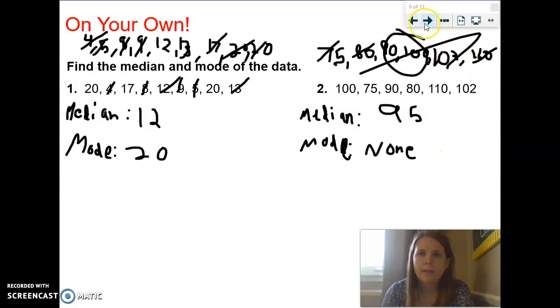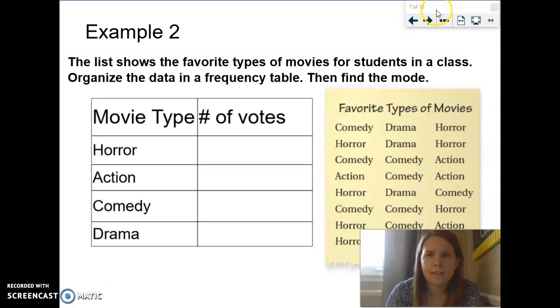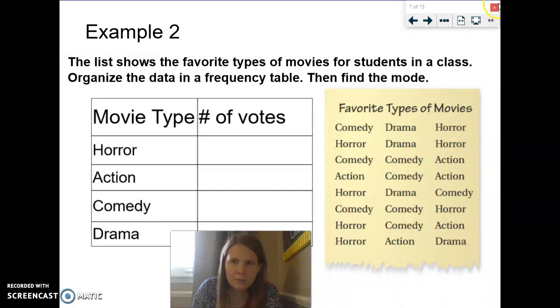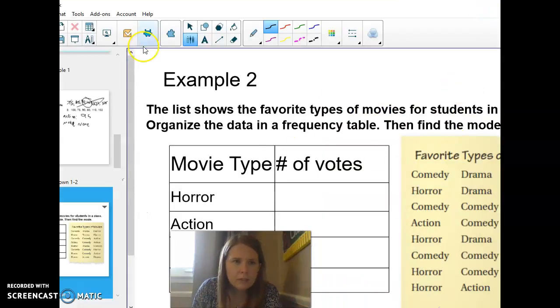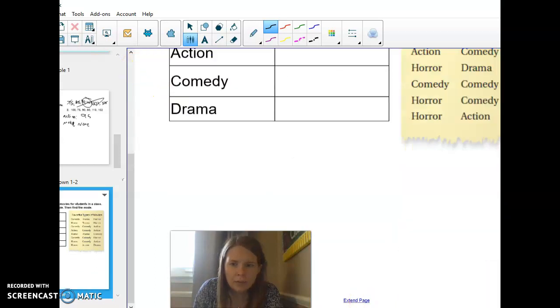Okay, let's keep going. All right. Oh, yes, I forgot I had this in here. All right, so this one's kind of fun. Hopefully I can expand this just a little bit so that you can see every part of it.